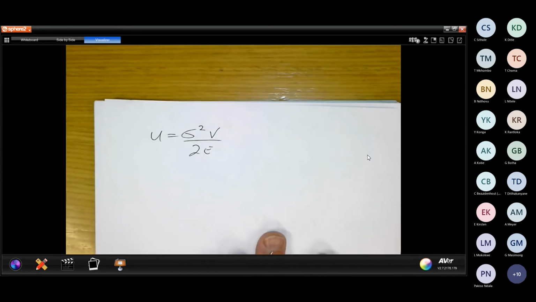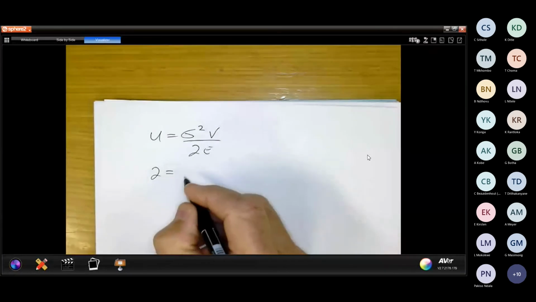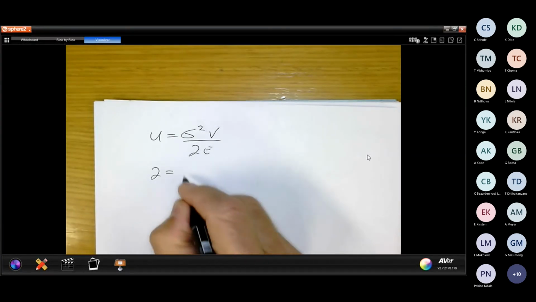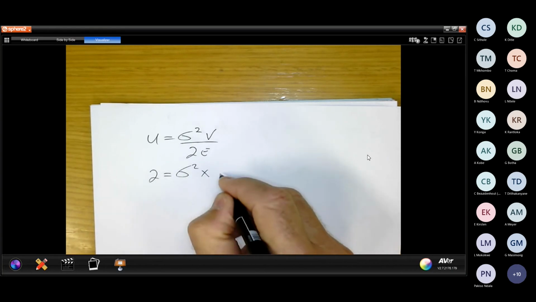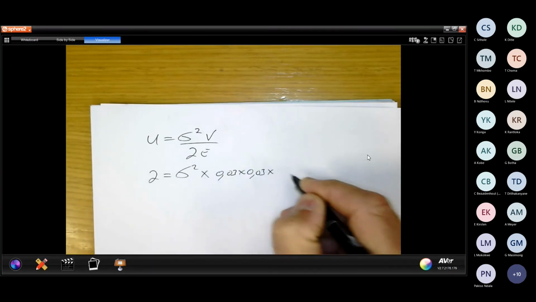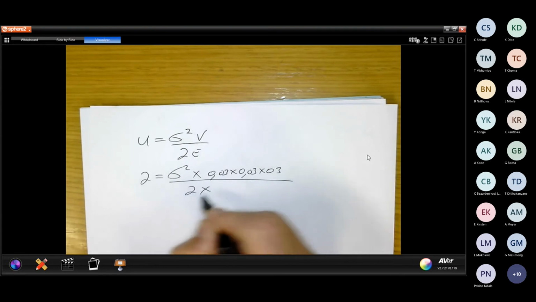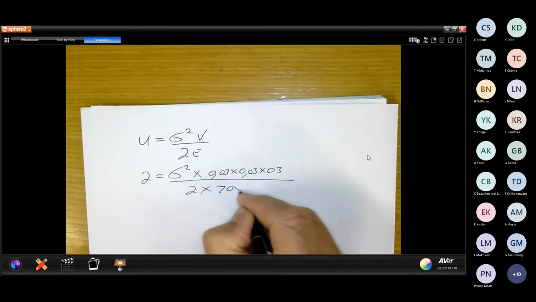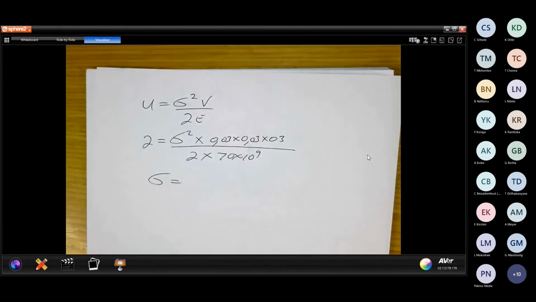Right, straightforward. There's nothing difficult there, but we know energy is equal to stress squared times volume over 2E, and he indicates to us that my energy is 2 joules. He wants the stress. Multiply the volume: the square is 50 by 50, by 300. Divide by 2 times Young's modulus, in this case 70 times 10^9. Right, quickly calculate for me and tell me what is the stress. Come, everyone.